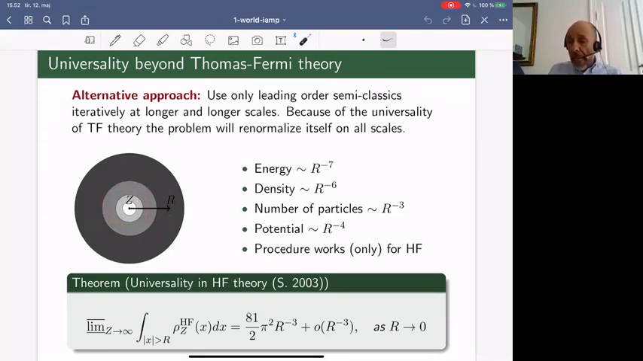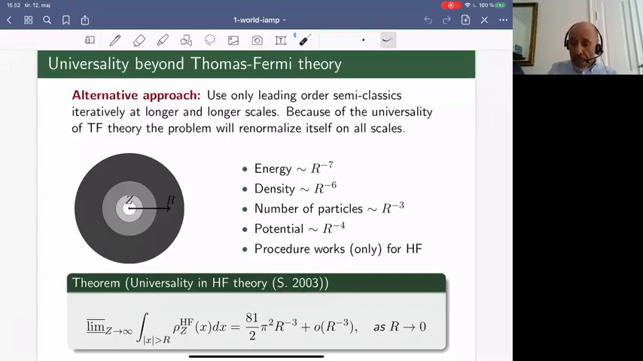And this procedure actually works for Hartree-Fock theory. Here I wrote only Hartree-Fock because I don't know how to make it work for Schrödinger theory, because in Schrödinger theory, I do not know how to separate the inside from the outside. I do not know how to control the correlation energies the way I can do it in Hartree-Fock theory. But here is then a universality theorem in Hartree-Fock theory. This is something I proved in 2003.